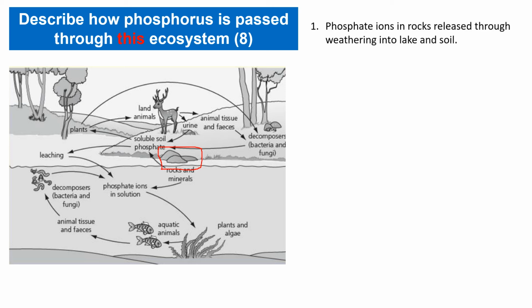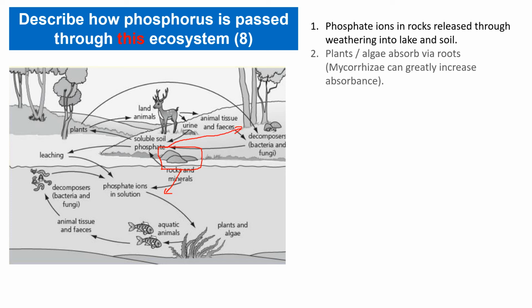Phosphate ions in the rocks are released through weathering into the lake and into the soil. Okay, so we've got them coming out here into the water, but then we've got them going into the soil as well. Now obviously the same thing happens. The producers absorb it, the plants absorb it via the roots, and the mycorrhiza increase that. So that's either going into the plants like the trees, or it's going into the seaweed at the bottom here.